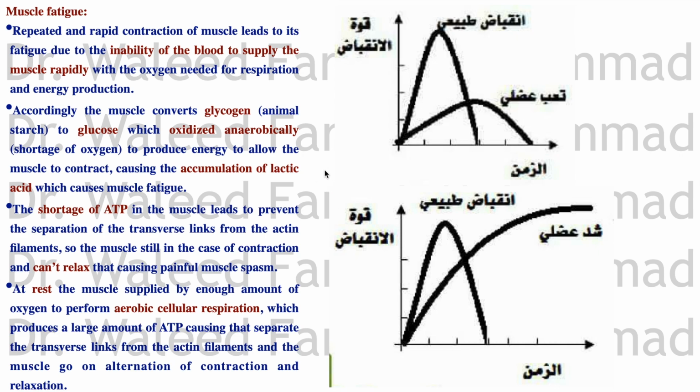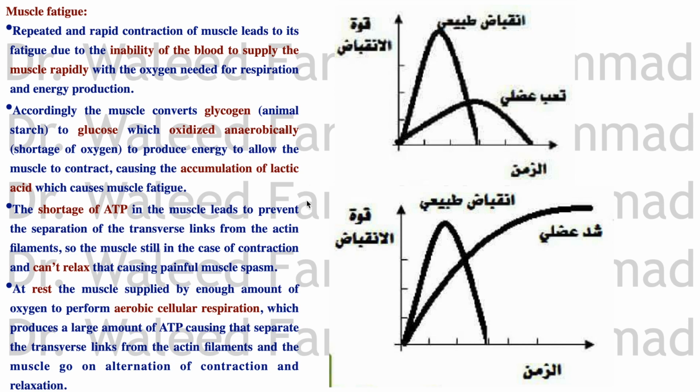muscle fatigue، الارهاق العضلي يعني. المصل امتى تبقى تعبانه؟ ما بتعملش contraction كافي. Repeated and rapid contraction of muscles leads to fatigue. Why? Because the blood is unable anymore to supply the muscle rapidly. البلد مش قادر يواكب سرعة انقباضات المصل، فمش قادر to supply oxygen كفاية علشان المصل to contract. Okay?